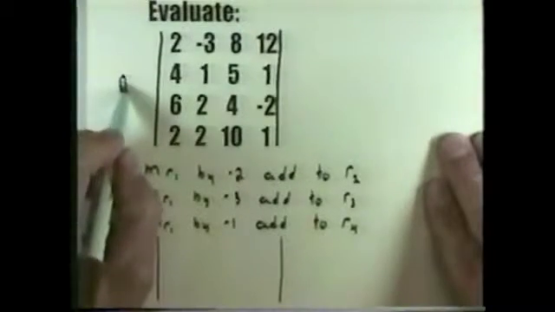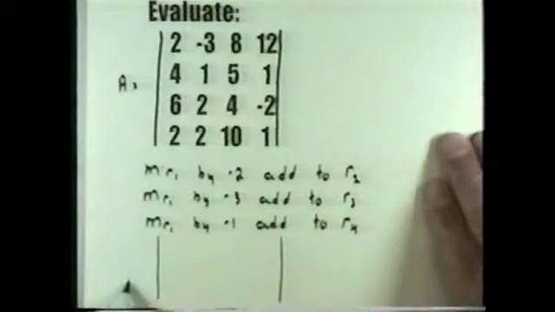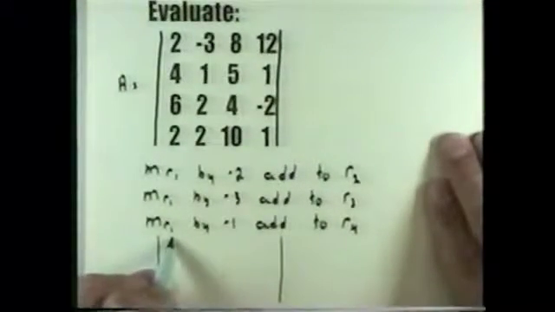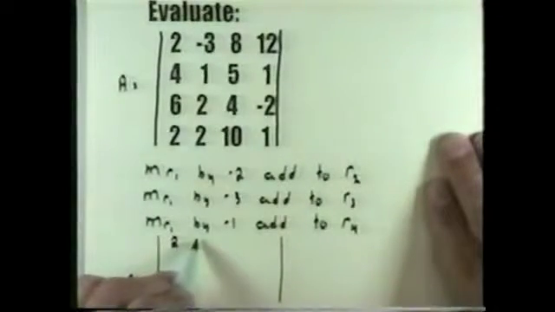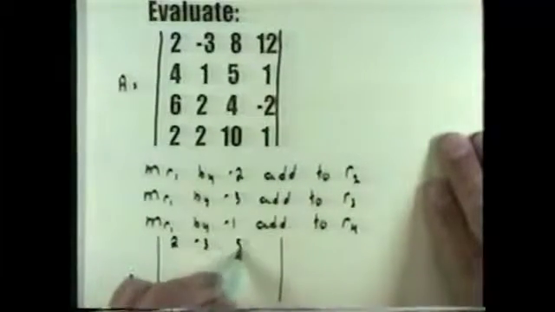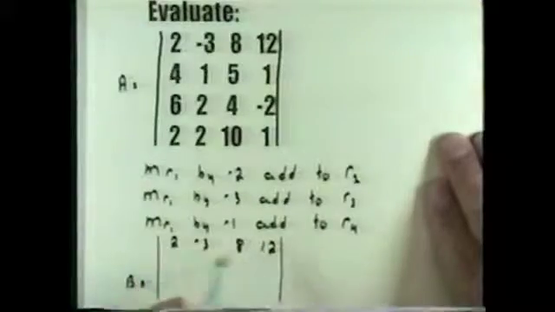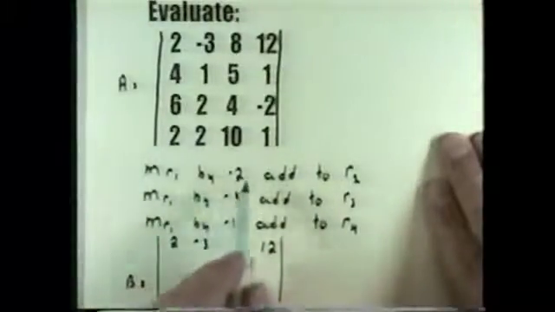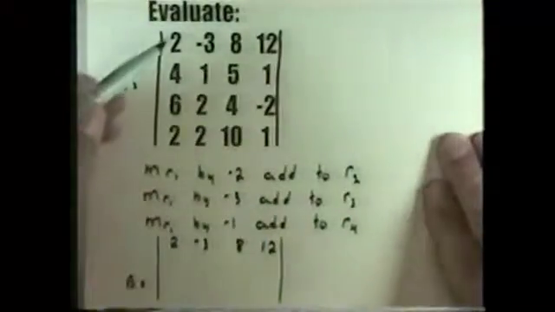So this is going to be A. This will be determinant B. So I'll leave the first row the same: 2, -3, 8, and 12. Now I'm going to multiply row 1 by -2 and add to row 2.